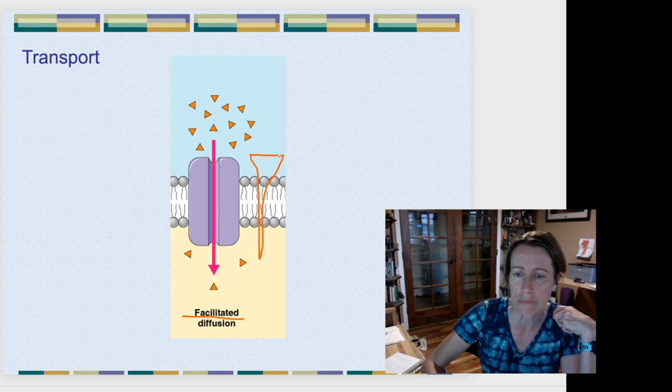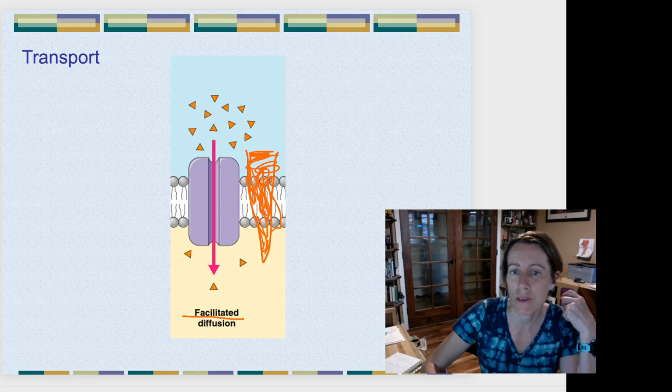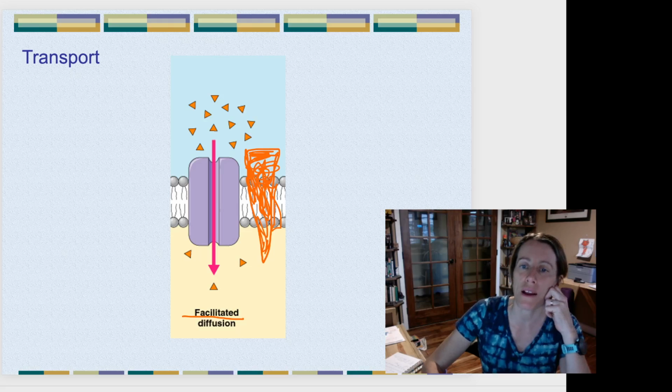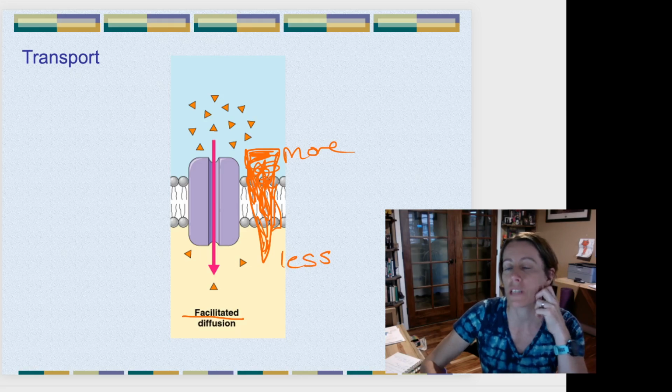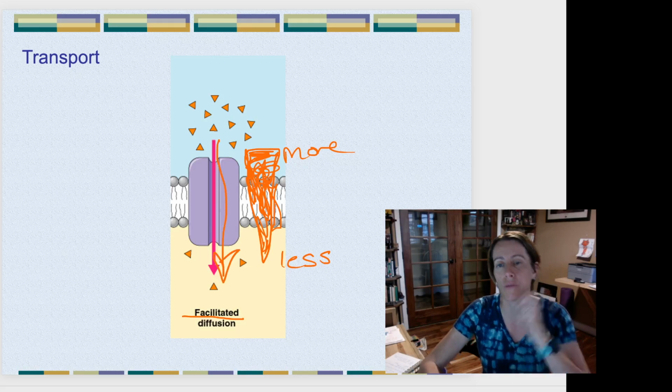We've got, oops, that's a bad triangle. Let me start over. We've got a lot of them on the outside and not very many of them on the inside, right? I'm artistically challenged with my triangles. There we go. So there's more of them here and there's less of them here. So the direction that they want to move is from more to less, because they're a solute and they want to go from more to less.